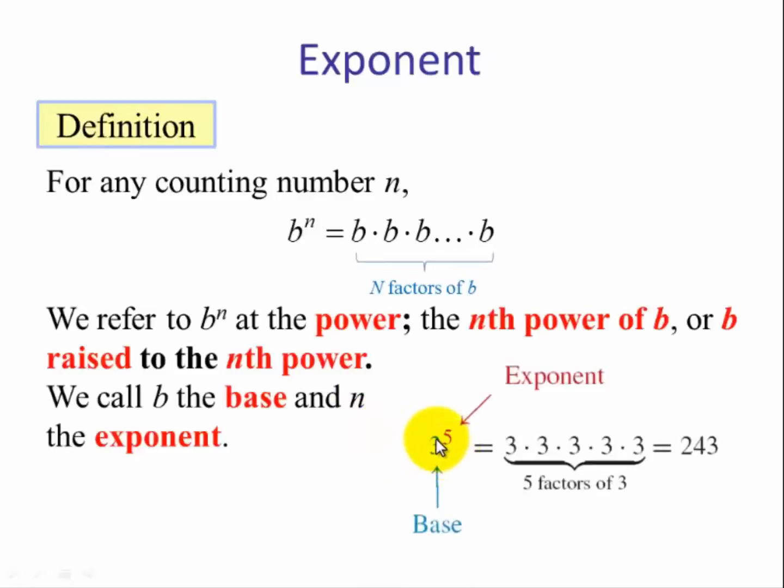In this example, we have 3 to the 5th power. So the base is 3, and the number 5 is the exponent. We would say this is 3 raised to the 5th power. The exponent tells me the number of times I multiply the base. So 3 to the 5th power is 243.